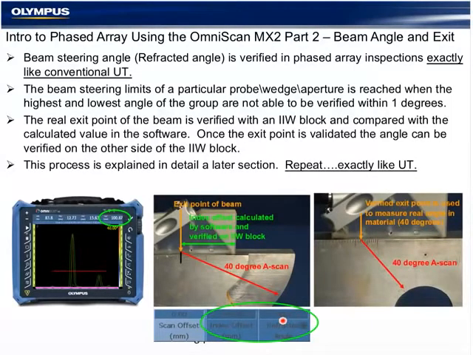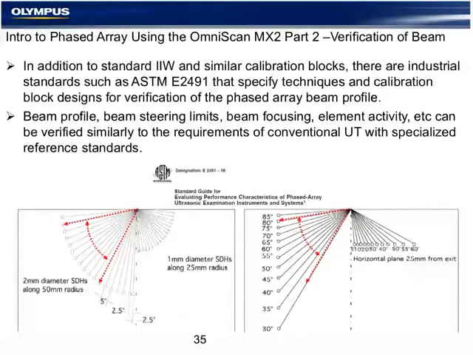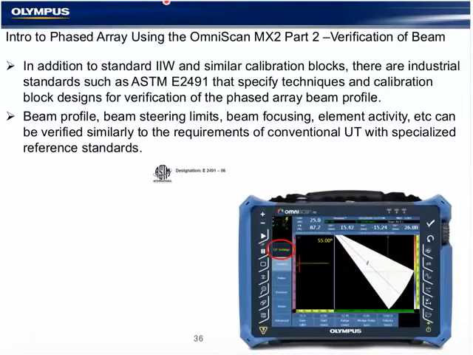This is the same function as conventional UT, and there are procedures for this in the MX2 training program that are included in the download of the material for this webinar. And again, use of standard procedures like the 2491 that allows a series of common calibration blocks to define the angle limits of any given scan plan is another way that some customers require those beam parameters to be verified.